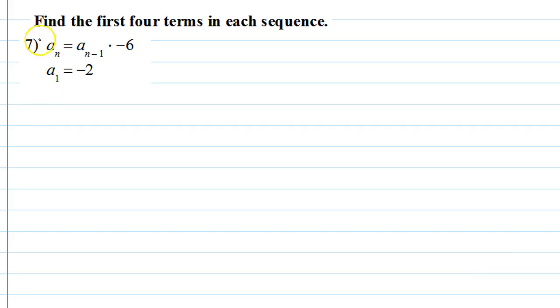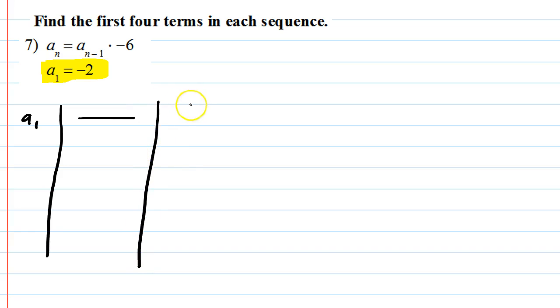Alright, for number 7, we want to find the first 4 terms in the sequence. And so whenever you see this, it's pretty much telling you that this is going to be recursive. And so we're going to have to plug in our answer. So our first term is given to us, so there's no work to show. And that's -2.